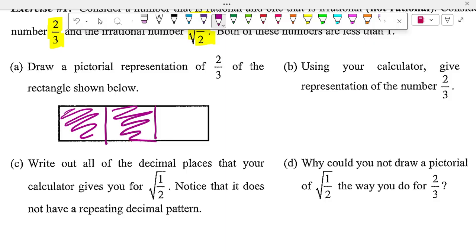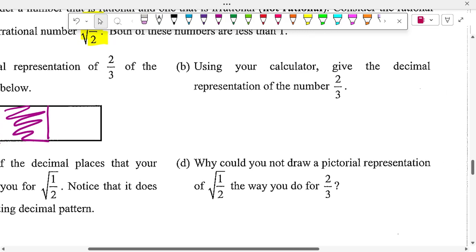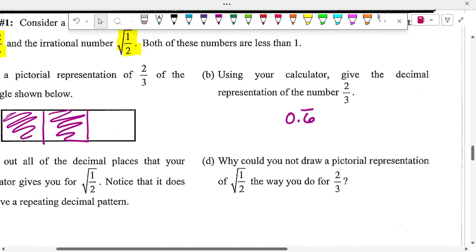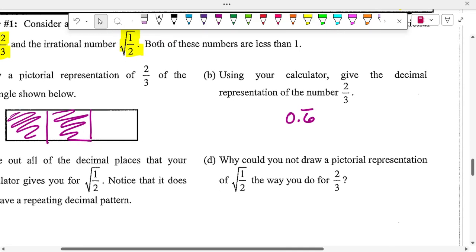Now, who remembers what the decimal representation of 2/3 is? 0.6 repeating. So a lot of times your calculator will round the last 6 to a 7. All right. Don't say it. Lord help me. I can't wait till that one dies. All right. But technically it's 0.6 repeating.